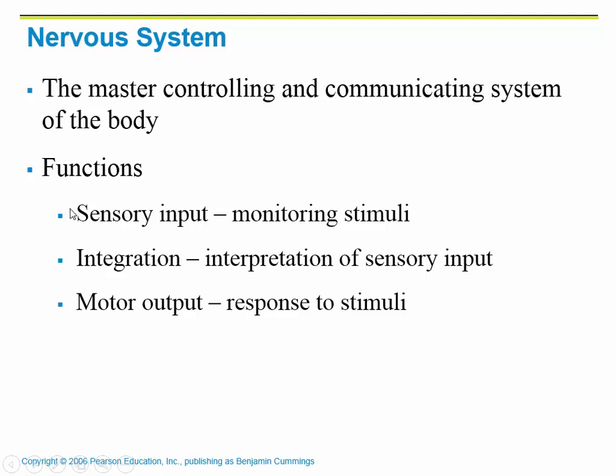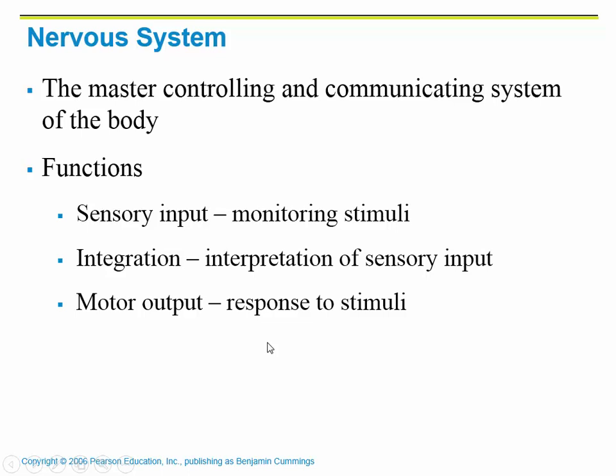So the sensory input is going to be taking some sort of stimuli to the brain or the spinal cord, what we call the central nervous system, to integrate and interpret what is going on in the body. Then the brain, once it interprets, or the spinal cord, once it interprets, it's going to send a message in the motor output, and it's going to respond to the stimuli.